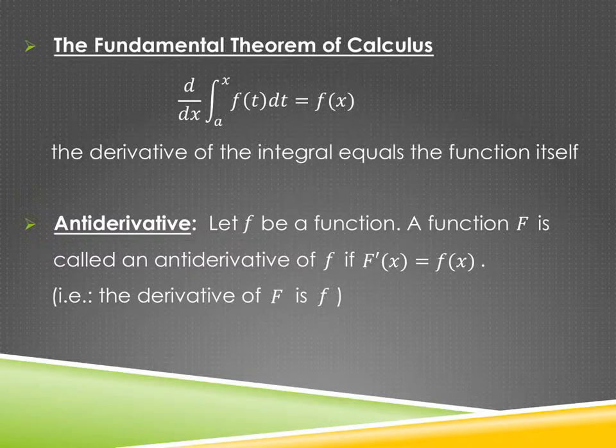So on an antiderivative, let f be a function. We call the function capital F the antiderivative of lowercase f if the derivative of capital F is equal to f of x. So in some sense, what we're about to do is to do everything we've been doing backwards.